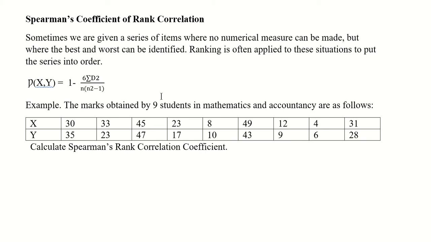Okay. So, in certain cases, like as you can see in the question which is given to you, the marks obtained by 9 students in mathematics and accountancy are given to you, right? These are the marks of one subject and another subject, and these are the marks of 9 students. So student one's marks in maths and accountancy are 30 and 35, student two's marks in maths and accountancy are 33 and 23. So what do we have to do? We have to find the correlation. Is there any correlation between these two marks?